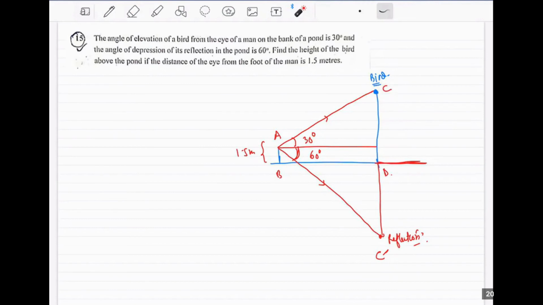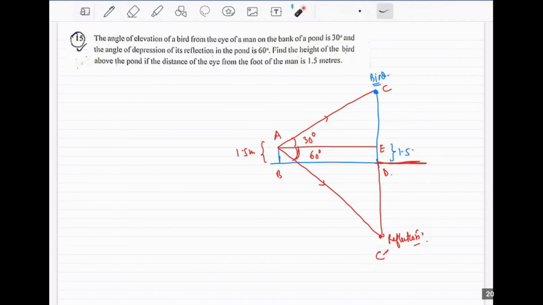What is our goal? What was the question? Find the height of the bird above the pond. We want this part right here. How much is CD? There is a point here also which doesn't indicate anything, but let it be named E. Similar thing, this is a rectangle. So if this part is 1.5, this ED part will also be 1.5.